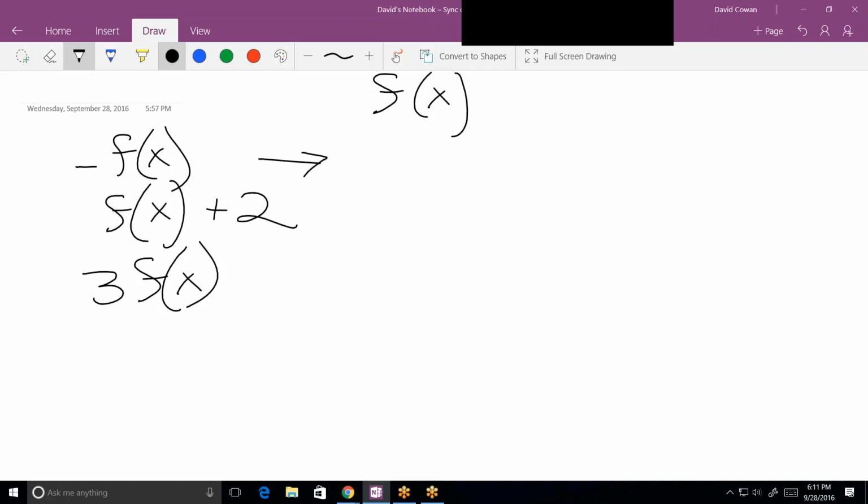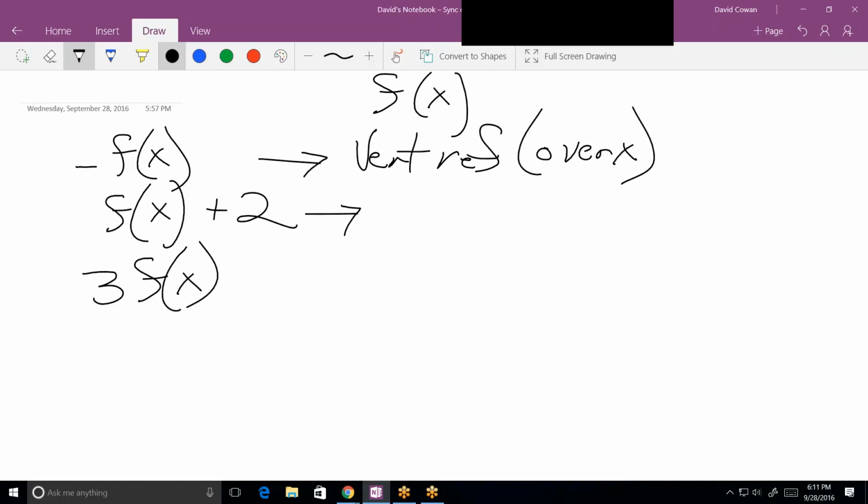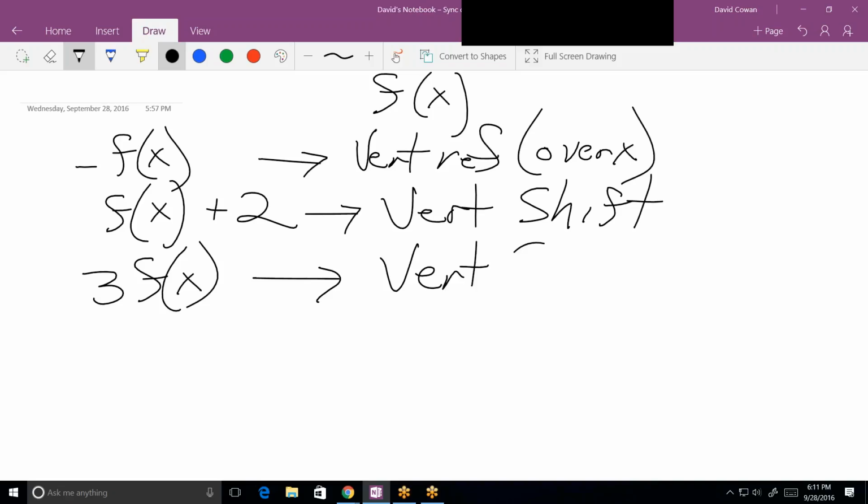So let's label them. That is a vertical reflection or reflection over x. I like to refer to it as a vertical reflection because you'll see a pattern between all of the vertical transformations and all of the horizontal ones. This is a vertical shift. Does not change the shape of the graph, only moves it up or down. This is a vertical stretch. That does change the shape of the graph.